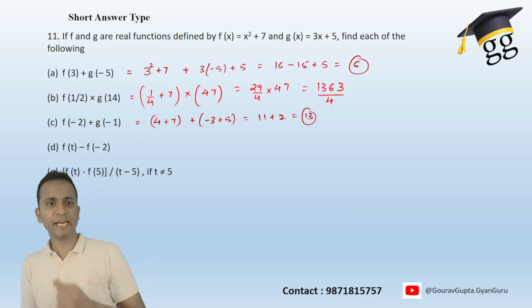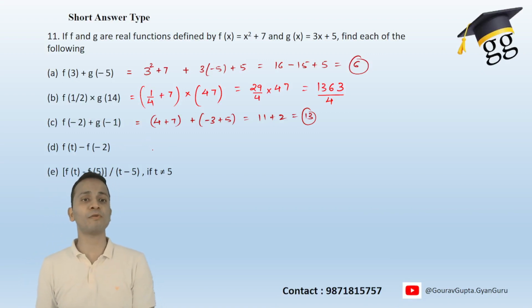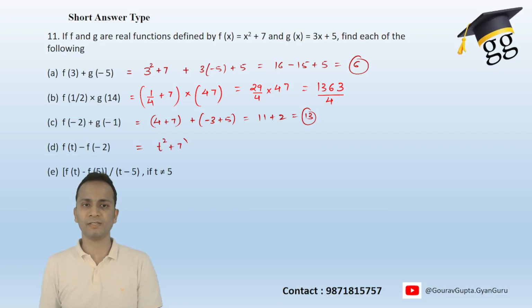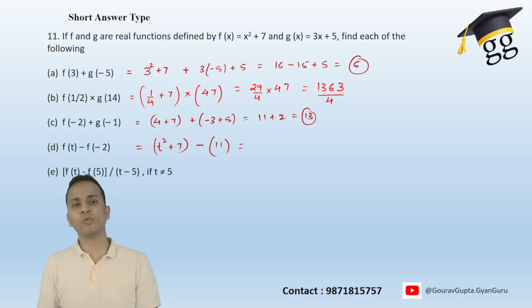Now part D, f of t minus f of minus 2. In both the cases, the same function is used. Careful. Okay, so f of t. So I'll put t here. So it will be t square plus 7. Then minus f of minus 2. So f of minus 2, the square is 4. 4 plus 7 is 11. So t square plus 7 minus 11, that will be t square minus 4.